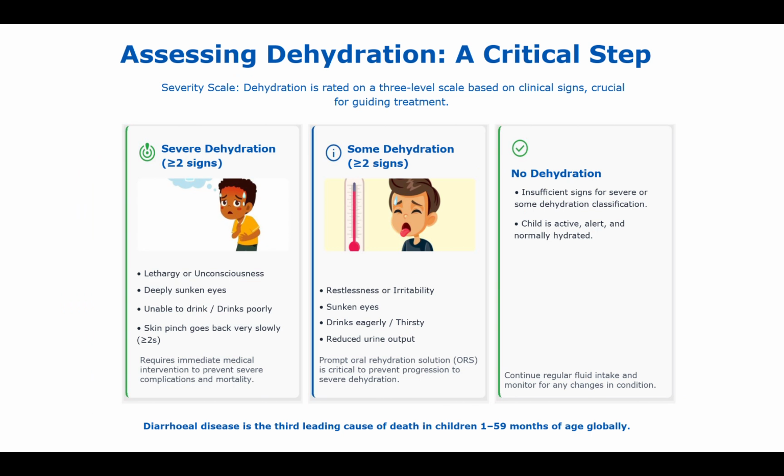Some dehydration is indicated by two or more of the following signs. The child is restless and irritable, has sunken eyes, and drinks eagerly, often appearing very thirsty. These children are clearly dehydrated but not yet critically ill. Finally, no dehydration is diagnosed when there are insufficient signs to classify the child into either the some or severe categories. This classification is vital for rapid and accurate assessment, ensuring that the appropriate treatment plan is initiated without delay.